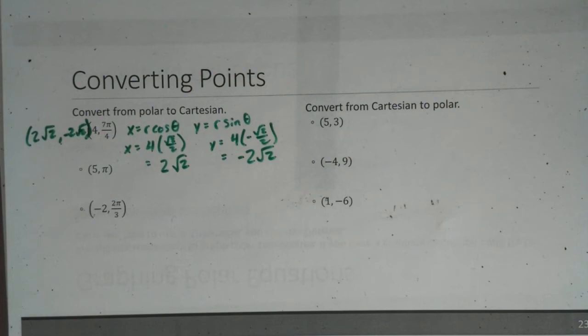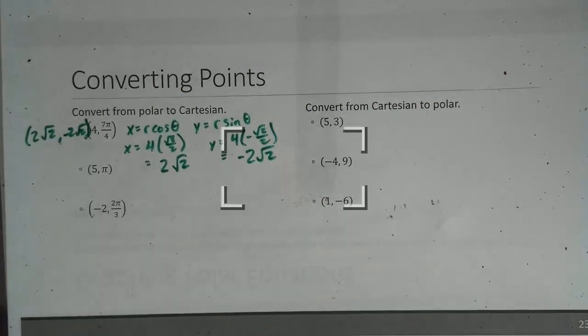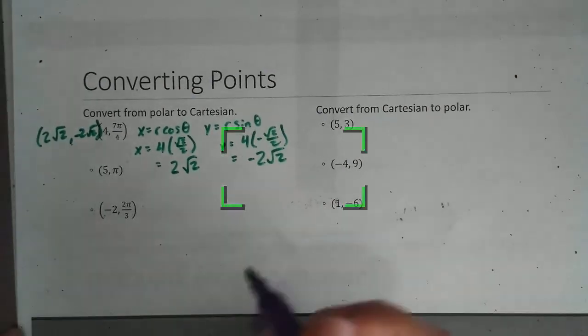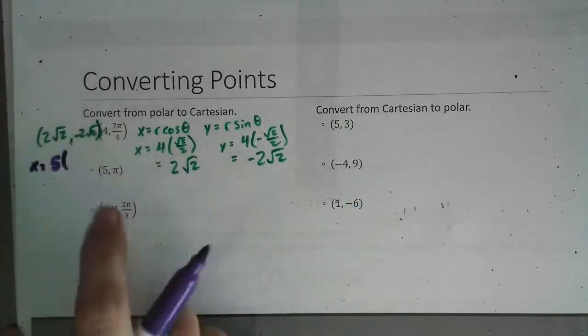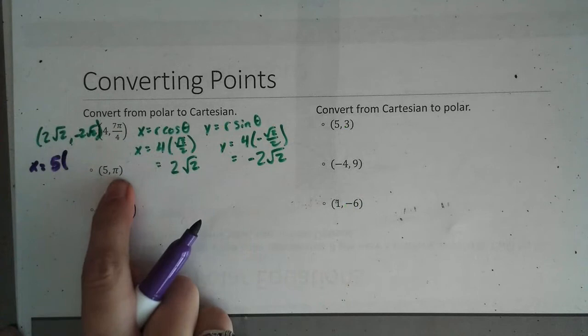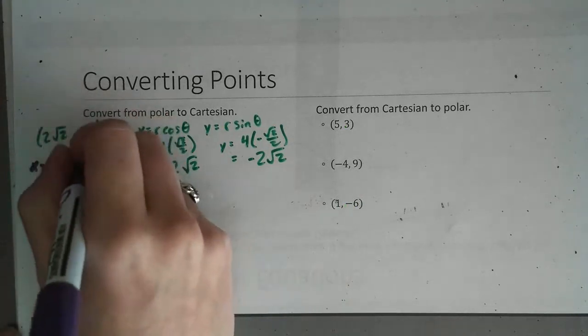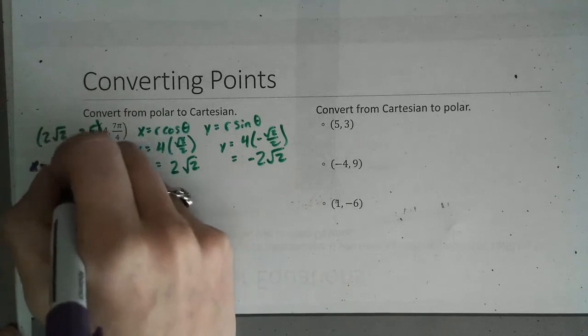Next up, we'll work with 5 comma pi. I bet you can figure this one out without even doing the math if you really think about it. But we'll do the math just to prove that it's true. So x will be our r value 5 times the cosine of pi. The cosine of pi is negative 1. So our x value is negative 5.